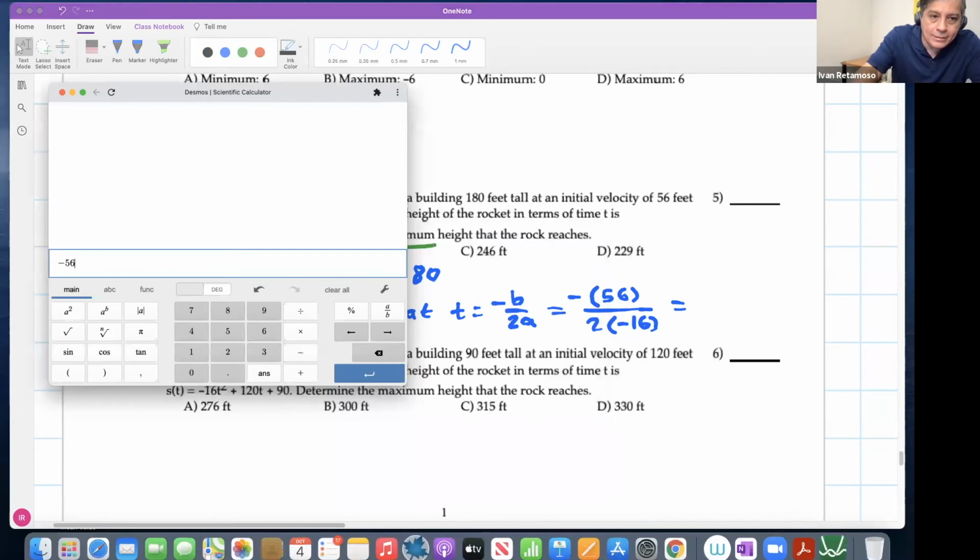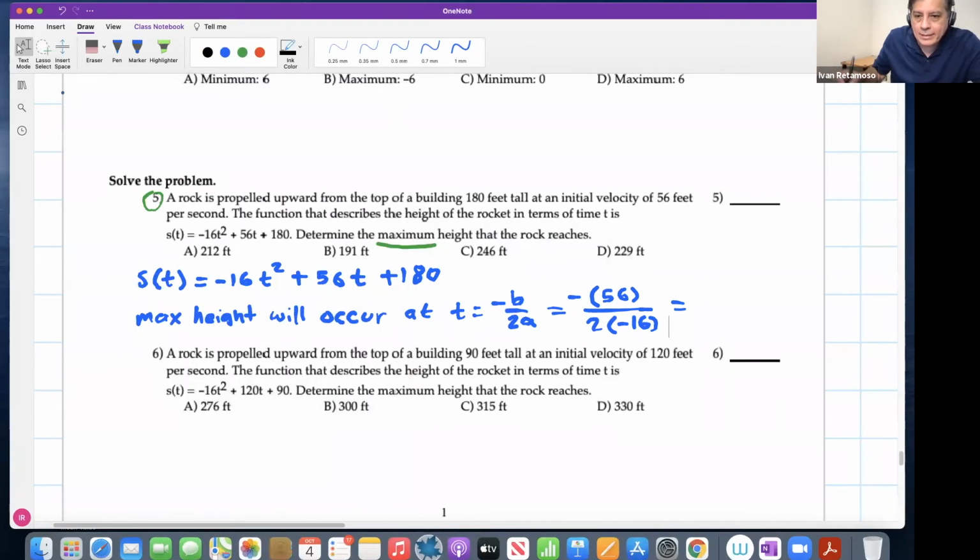Minus 56 on the top divided by 2 times minus 16. 1.75, right? 1.75, write it out here, 1.75. So what does this mean? It means that at 1.75 seconds, this height will be maximized, right?